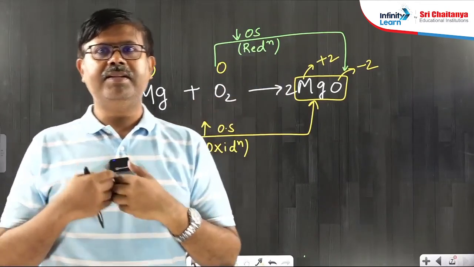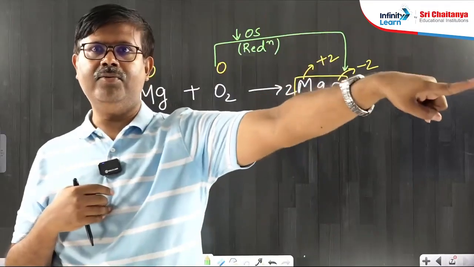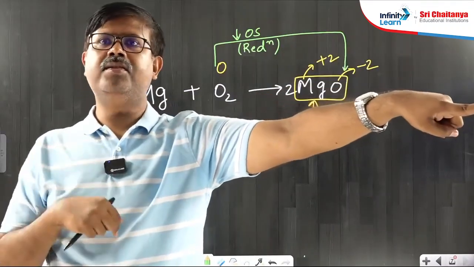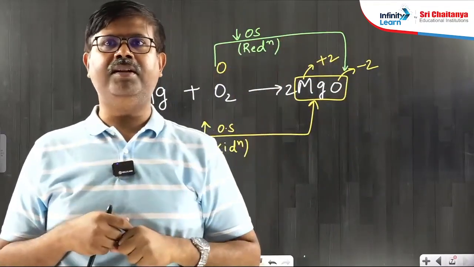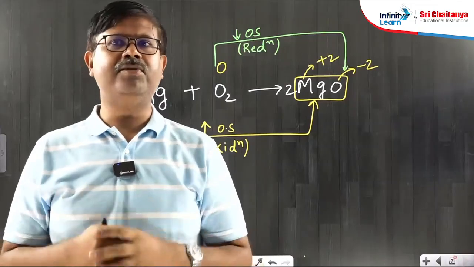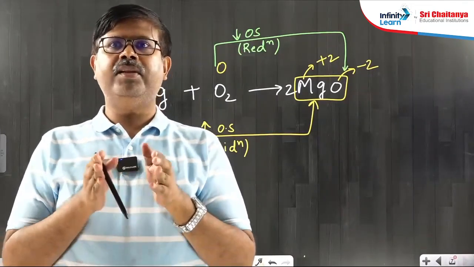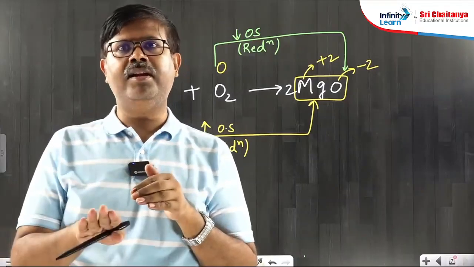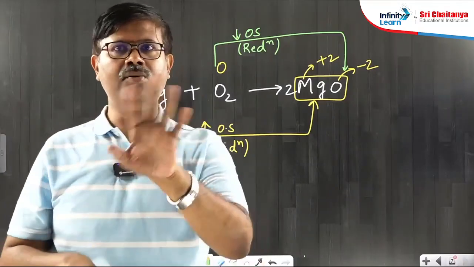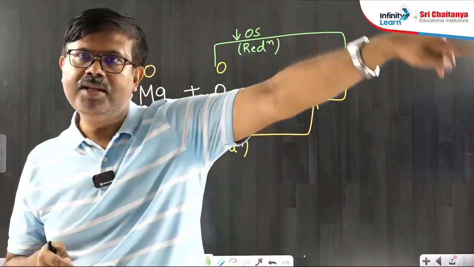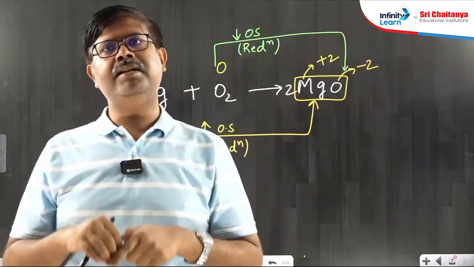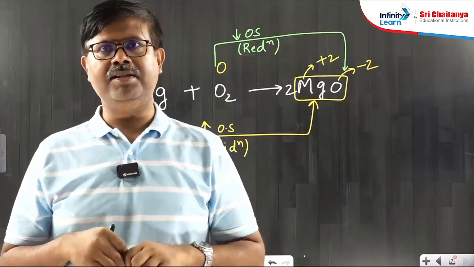So, if a species is helping the other one to undergo reduction, that is called the reducing agent. Sometimes students wrongly think this concept. They think that if a species is undergoing reduction, it is called reducing agent. No, if it helps in reducing the other one, then it is called reducing agent.